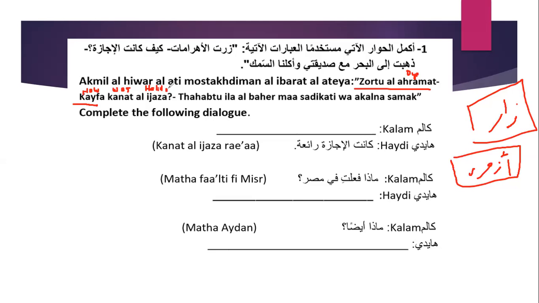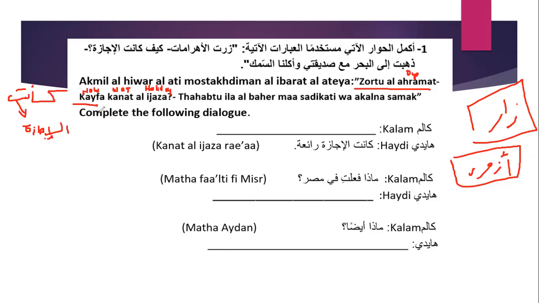Here we used كانت like this because الإجازة is a feminine noun. So because الإجازة is a feminine noun, we need to add كانت. If the noun of the sentence doesn't contain تاء مربوطة, here we say كان, not كانت. So now the third sentence, ذهبت إلى البحر مع صديقتي وأكلنا سمك.